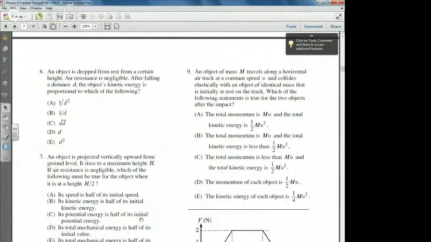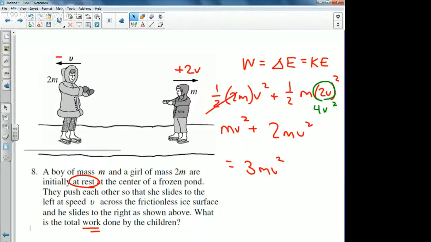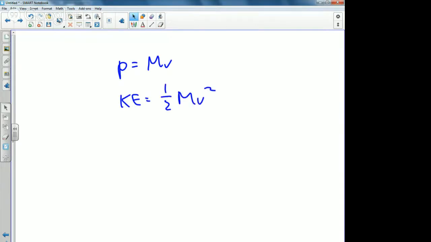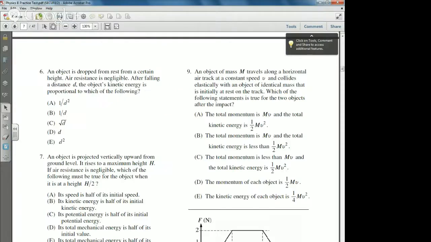For number 9, I'm going to just talk about this quickly. The key word here is elastic collision. If you don't know what elastic means, you should write this down. Elastic means energy is conserved during the collision. And of course, because it is a collision, momentum is always conserved as well. However much momentum there was before, p equals mv, and however much kinetic energy there was before, 1/2 mv squared, that stays exactly the same before and after. So, this is choice A.